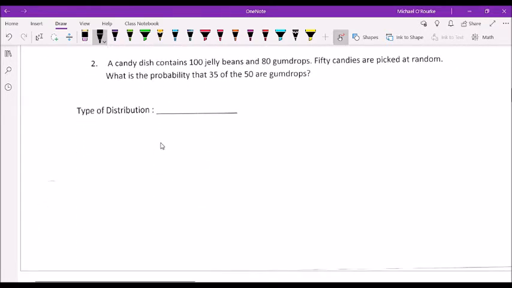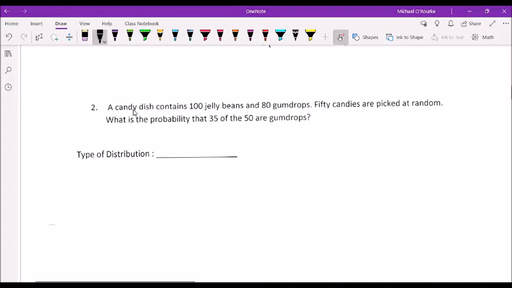Okay. So, a candy dish contains 100 jelly beans and 80 gumdrops. 50 candies are picked at random. What's the probability 35 of the 50 are gumdrops? Do we have binomial?